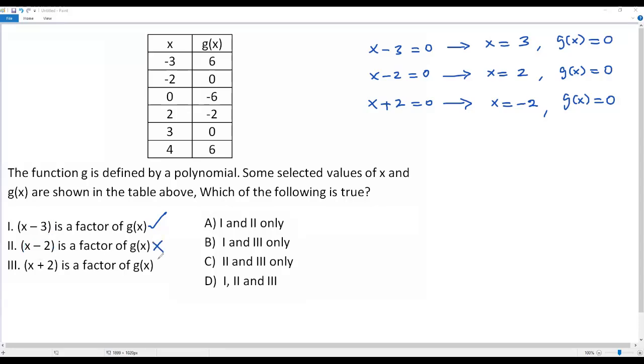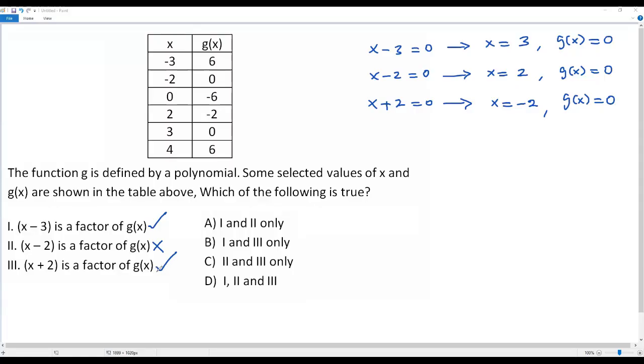Okay, now let's go to the table and check whether g of x is 0 when x equals -2. So here we have -2 for x. When x equals -2, we have g of x equals 0. So this x plus 2 is a factor of g of x. The third statement is also true.